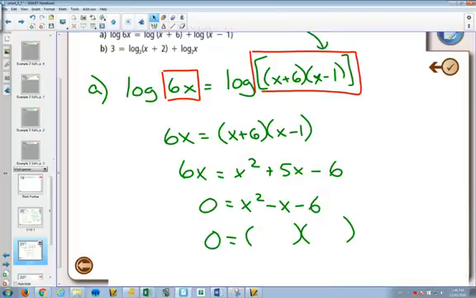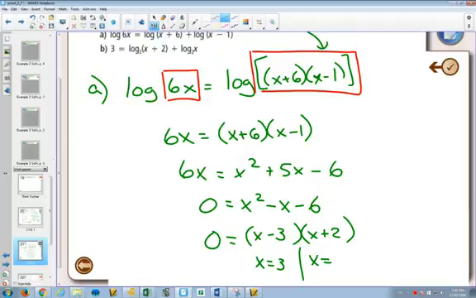Factor. x minus 3, x plus 2. So we get x is equal to 3 and x is equal to minus 2. With this, we'd have to check in our original equation.